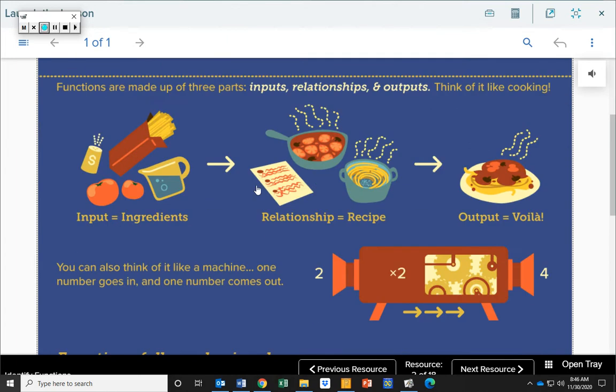Kind of like the way this looks: inputs, relationships, and outputs. Inputs are ingredients. The relationship is the recipe. The output is the finished dish, voila. A function is kind of like a recipe. You put all the ingredients in, you mix them. The recipe is actually the function table, the rule. Then the output is whatever I was wanting to make. Just like I said, you could think of a function like a machine. One number goes in, one number comes out.